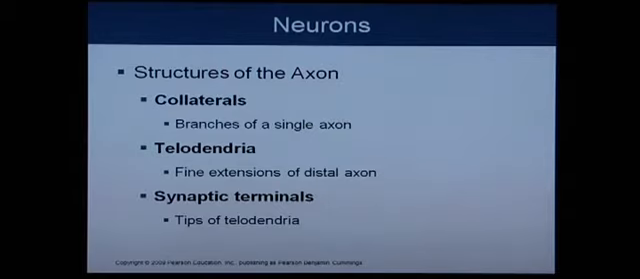Some of the other things to note would be collaterals. Collaterals are branches of an axon. So sometimes an axon can branch, and it can branch a few times or many times. The telodendria, which means tree, are the fine extensions of the distal part of the axon. Remember, distal meaning distant. So the end of the axon, those are the fine extensions of the distal axon. And then the synaptic terminals, which are the tips of the telodendria.